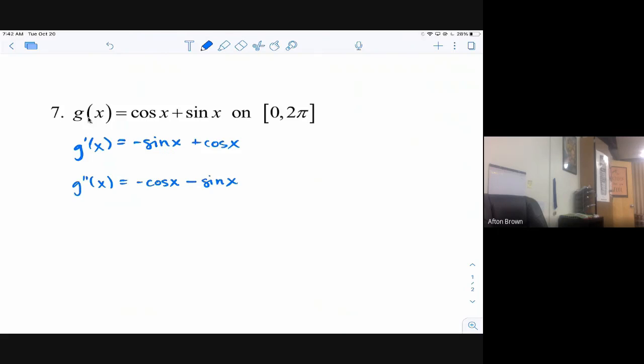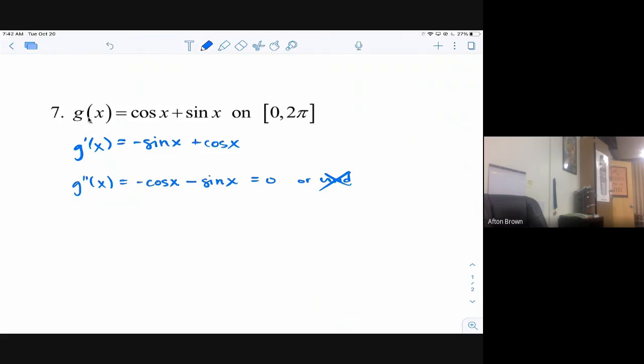Remember, a possible point of inflection could occur when this is 0 or undefined. But in this case, it's never undefined because it's a sine and cosine function. Those are just smooth waves. And so at this point, we have an equation that has a cosine and a sine. With trig, it's never good to try to solve with 2 trig functions. So we want to find a way that we can create just 1 instead of 2.